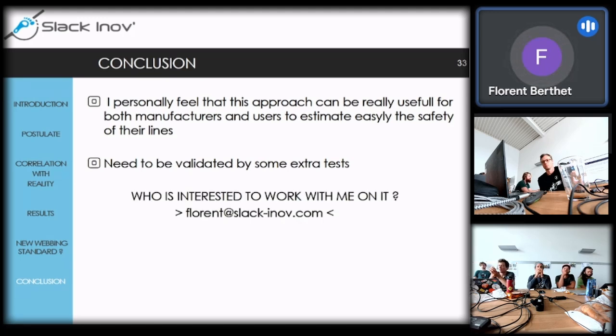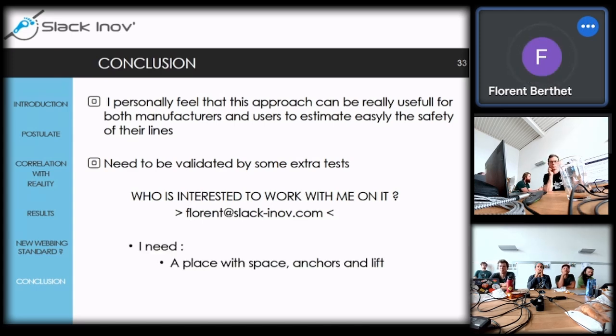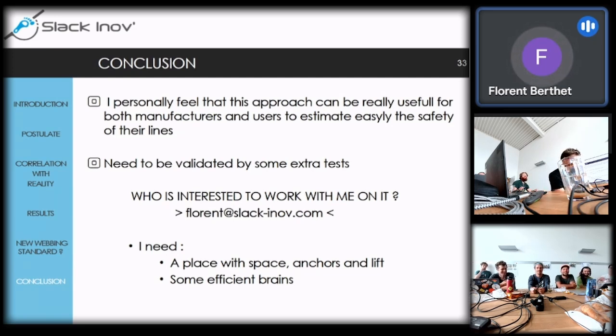Here is my email address. And if we want to go for some real in situ tests, I need a place with space and anchors and a lift, for example. If you have an idea, I don't. Yes, only an idea of the place. I need some efficient brains to check my calculations, to check if I put in everything, if I didn't make any mistakes, and just to double check.